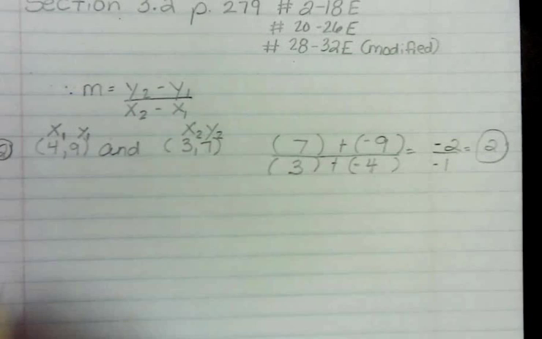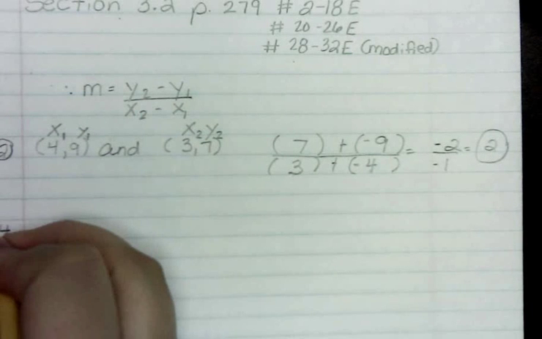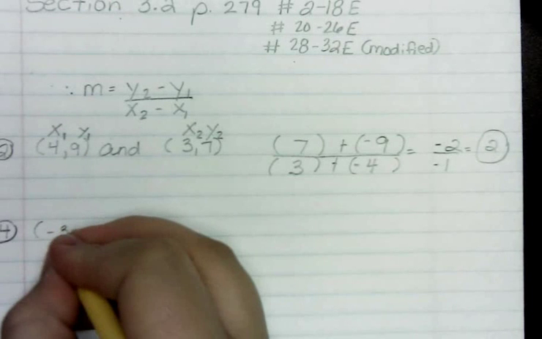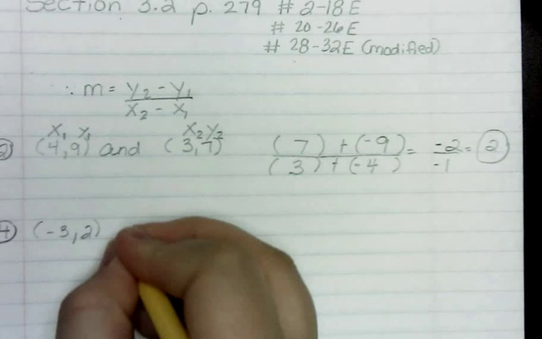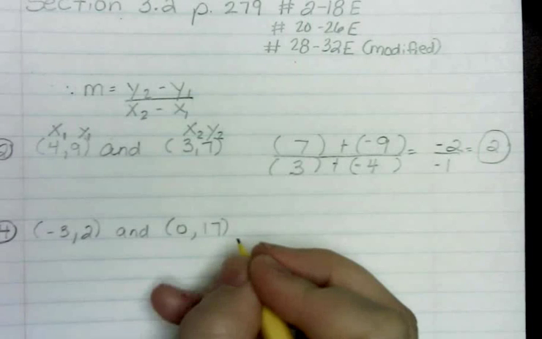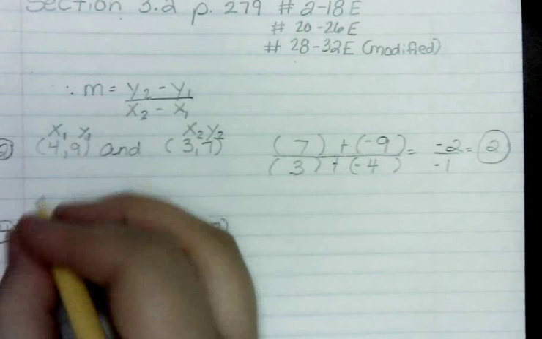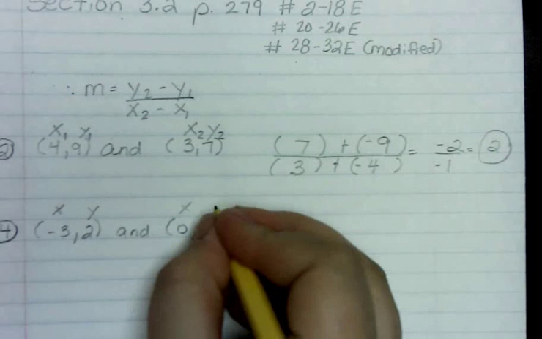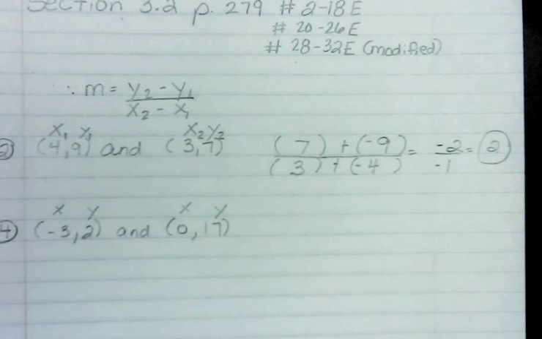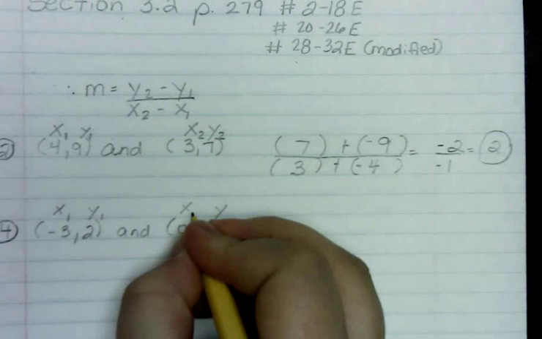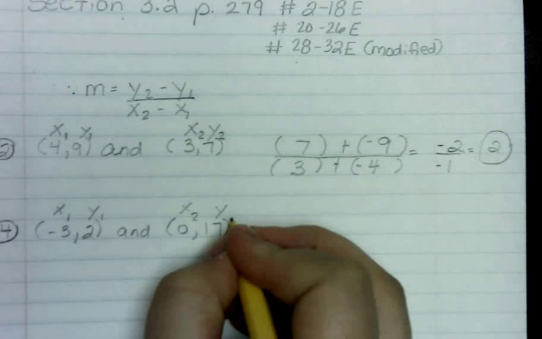So now let's look at number 4. Number 4 in the book says (-3, 2) and (0, 17). So the first thing I'm going to do is label my x's and my y's, and then I'm going to label which one is which. So this is my first ordered pair, so those are my 1's. This is my second ordered pair, so these are my 2's.